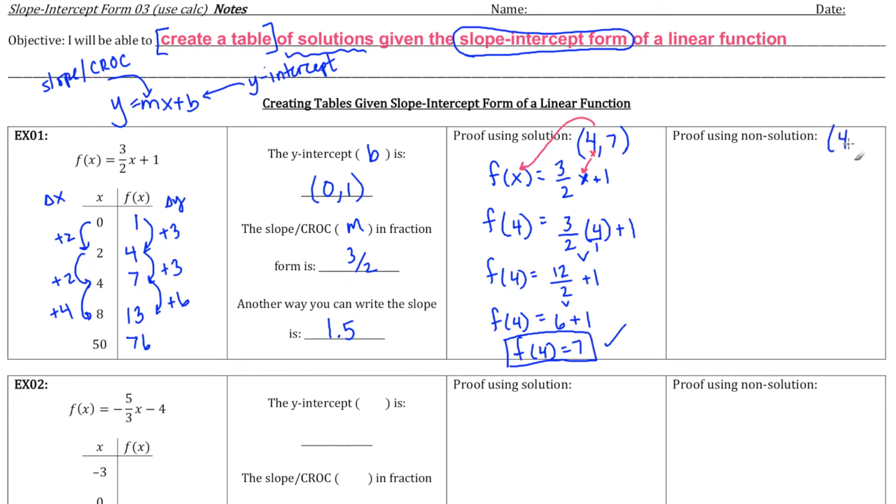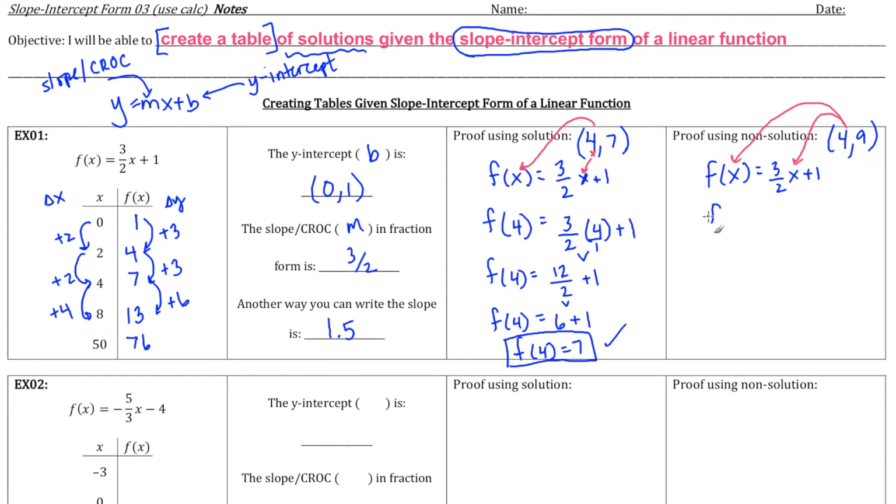This will be an easy, faster way of doing some of the work, and you'll see why. So f of x equals 3 over 2x plus 1. Just remember that this goes here, and it also goes here to show us what we plugged in.